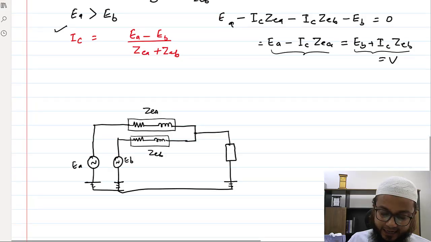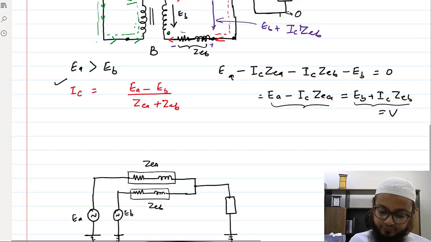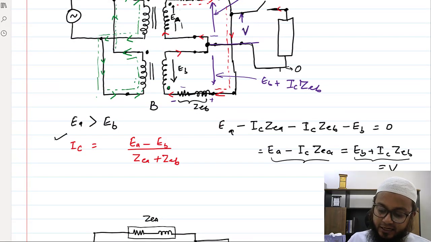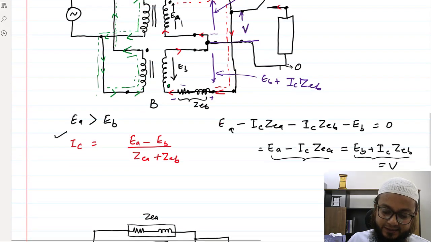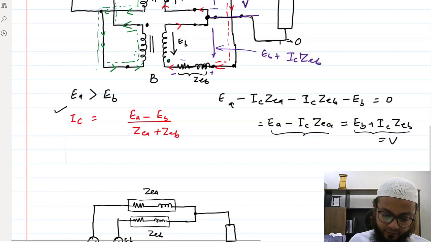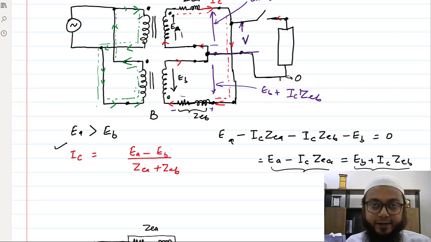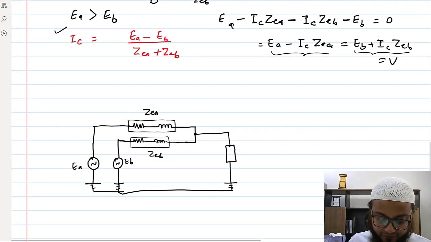And since we have already seen that this voltage EA minus IC ZEA is equal to EB plus IC ZEB, that means this terminal voltage is same, right? And since the turn ratios are same, that means EA is equal to EB. If the turn ratios are same, whatever voltage is applied here, depending upon equal turn ratio, same voltage will appear here as well, right? So what we can say is EA is equal to EB.